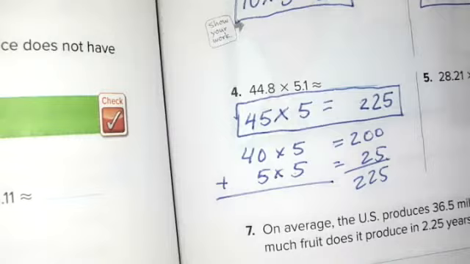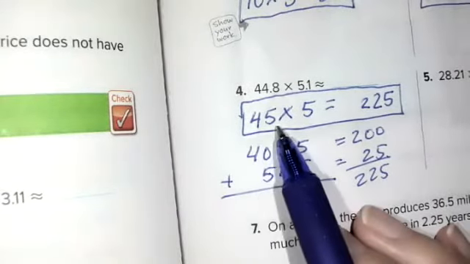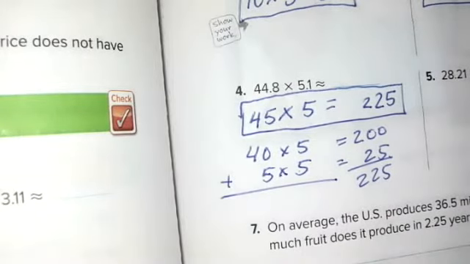If you didn't, that's okay. This is all that it is. Okay. So instead of thinking of the number 45, we break it up into 2 parts. One part is 40, the other part is 5. That's why it's called partial. We broke it up into parts.